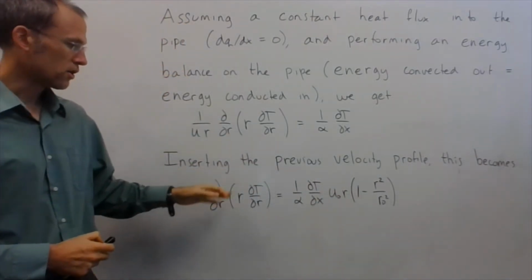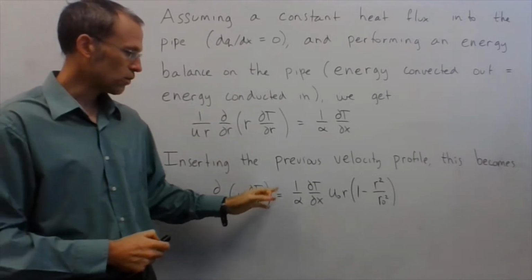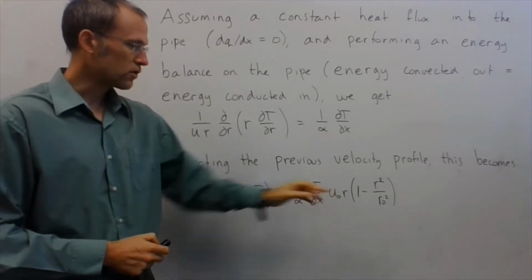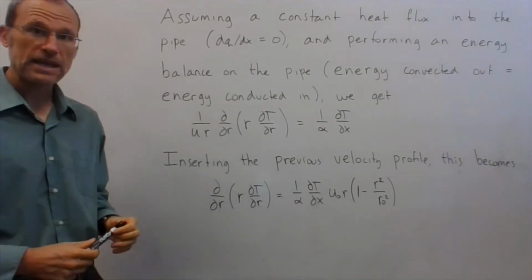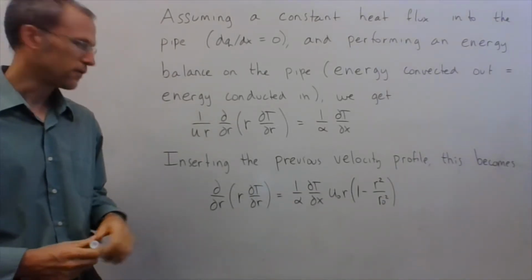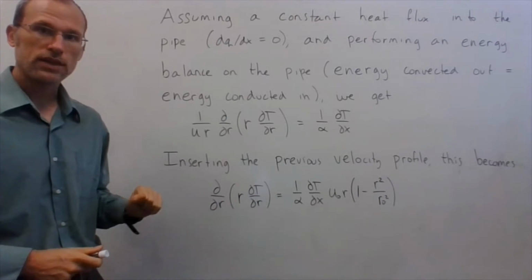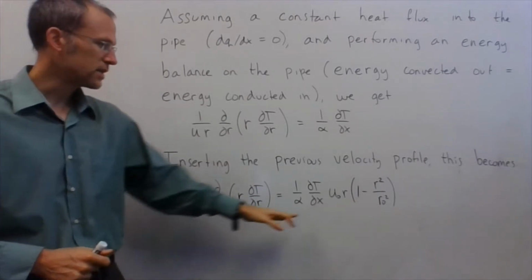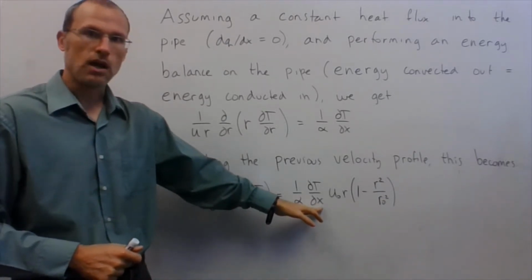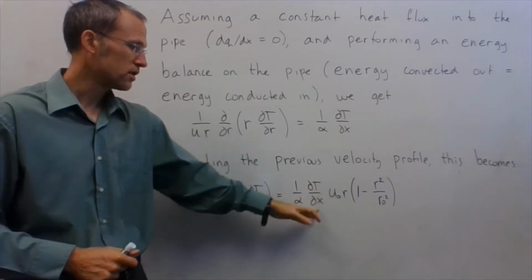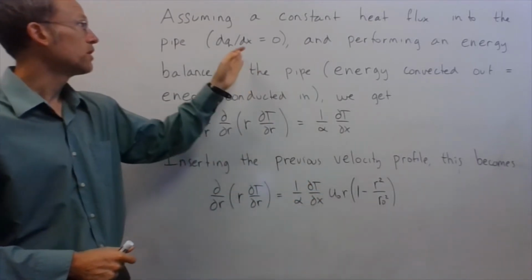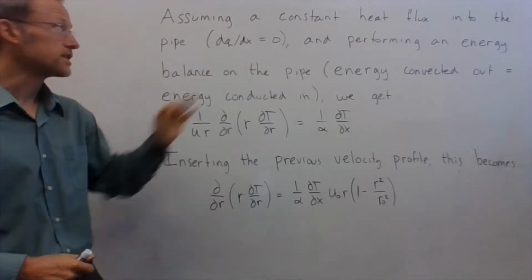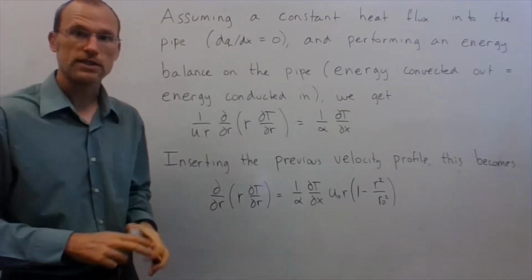Get d/dr of r dT/dr is 1 over alpha dT/dx, U0 r times 1 minus r squared over R0 squared. And now I want to integrate this guy to find the temperature distribution. One thing to note when we do this is that this value dT/dx is a constant, so even though this looks kind of nasty, it's not that bad because this is a constant based on this equation, or this assumption here, so that'll make our lives easier when we do that.